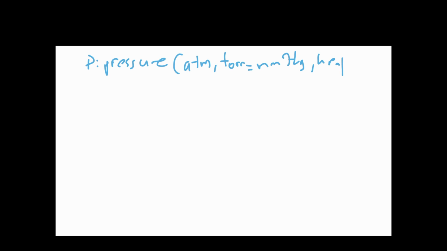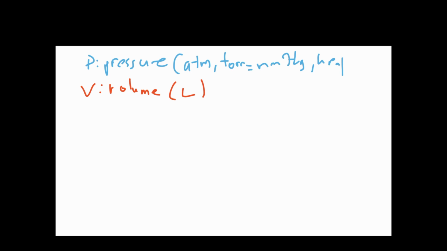The next variable we're going to see is V. V is volume. Volume is how much space a gas takes up. Usually it takes up the space of its container, so the volume of your container will be the volume of your gas. This is commonly seen in liters, and that's really about it.